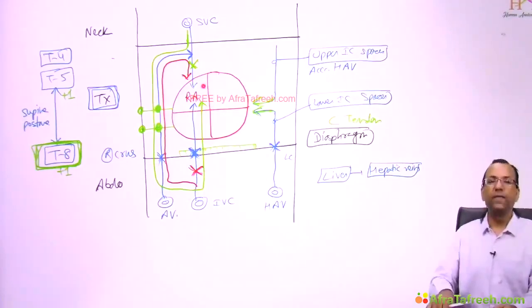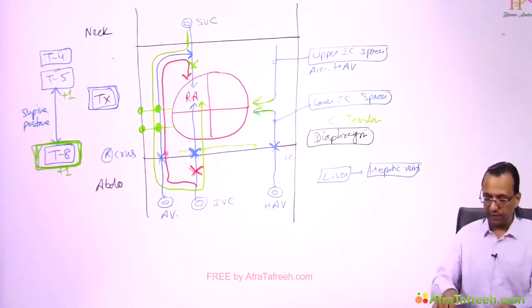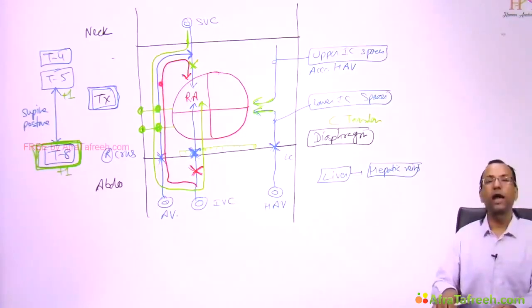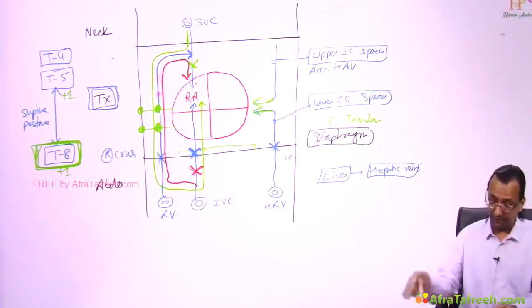Whether you have superior vena cava obstruction or inferior vena cava obstruction, it is the azygous vein which can bring the blood up and bring the blood down and work like a collateral. It will be dilated now. Why is it dilated? Because it is carrying the blood of the SVC and IVC, so the azygous vein will be dilated.